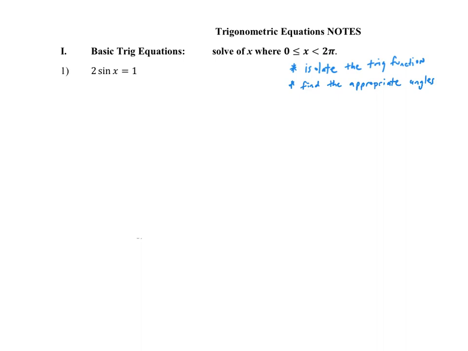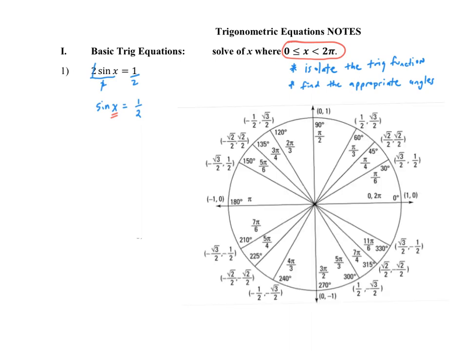For number 1, we have 2 sine of x equals 1. First, divide both sides by 2. The 2's cancel. We have sine of x equals 1/2. So now we have to find all the angles where the sine value is 1/2, and our angles have to be between 0 and 2π, including the 0 but not including the 2π. So take out your unit circle.